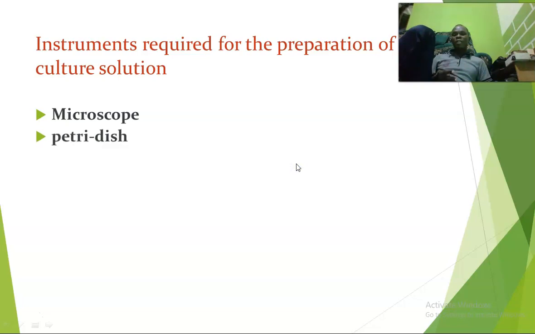Another instrument to be used is the petri dish. We are going to make use of petri dishes as many as possible. So we need to pack the petri dishes and sterilize them before we start our work. The next one is the test tube. We are going to make use of test tubes, especially when we are about to make the mixture of our agar. We will be talking about agar.